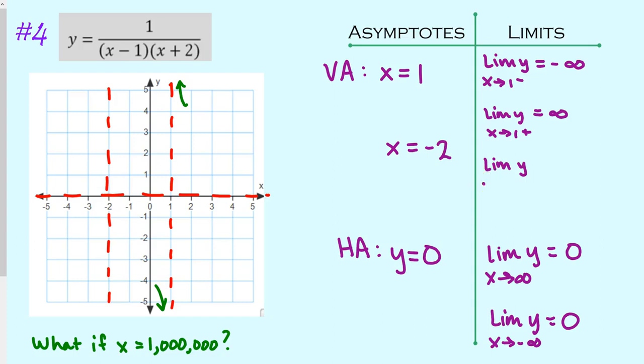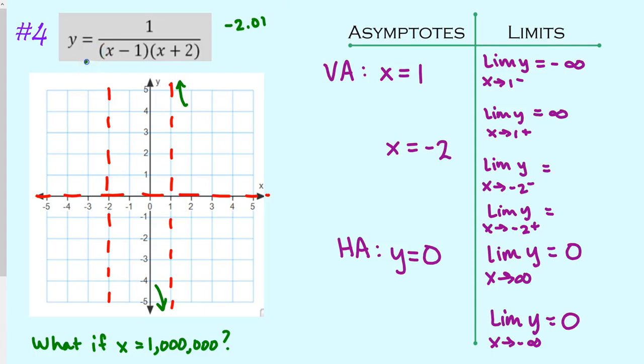What's the limit of y as x approaches negative 2 from the left? And what's the limit of y as x approaches negative 2 from the right? So I want you to think of a number that's a little bit to the left of negative 2. That would be something like negative 2.01. To the left of it means smaller, so not negative 1.99, but negative 2.01. So what happens if I plug that in?